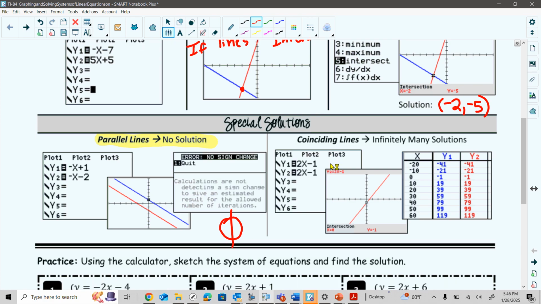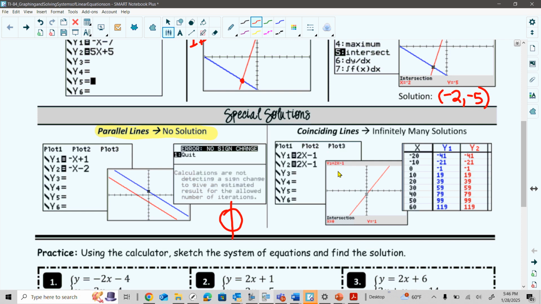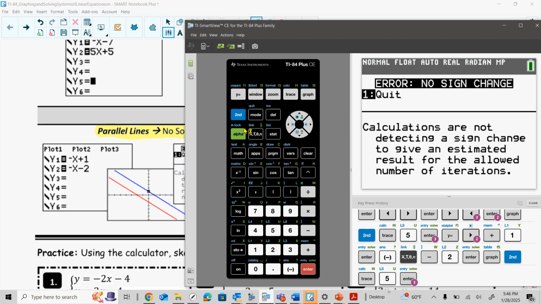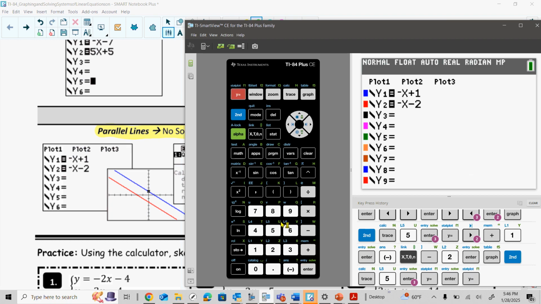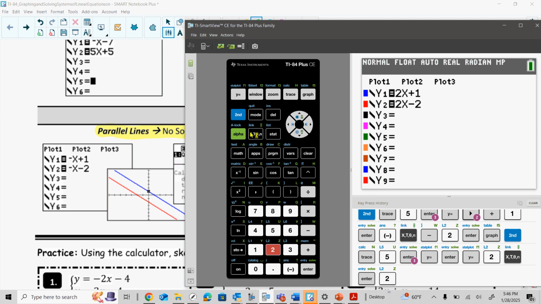Now, if for some reason we get the exact equation, that's what I'm saying, work smarter, not harder. If we see the exact equation, so coinciding lines, it means lines on top of each other. And that would be infinite solutions. So I'm just going to show the graph. I'm going to press enter to get out of there. So y equals 2x + 1, and then the second equation was also 2x + 1. You're going to see the coinciding when I graph it.